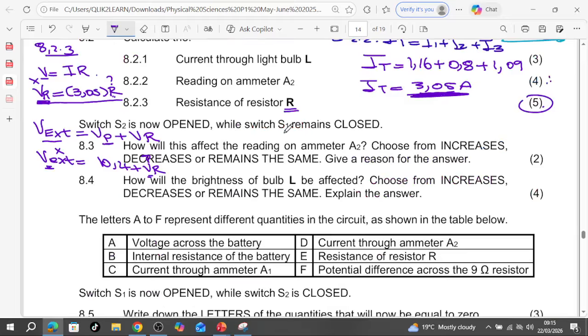Now, what is the next question? For 2 marks, switch S2 is now open, while switch S1 remains closed. How will this affect the reading on A2?